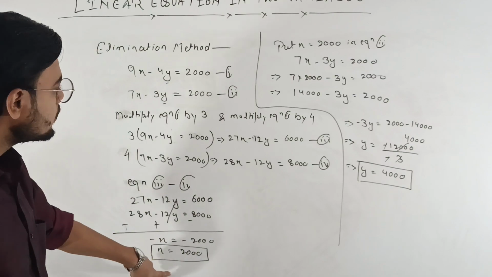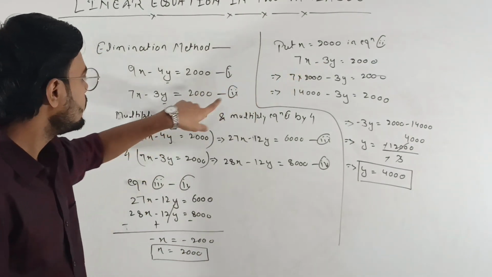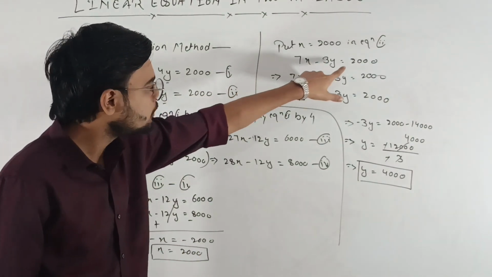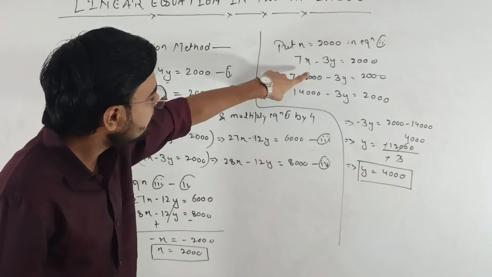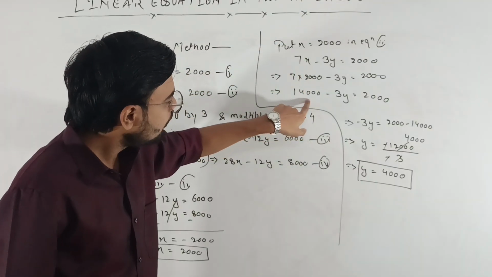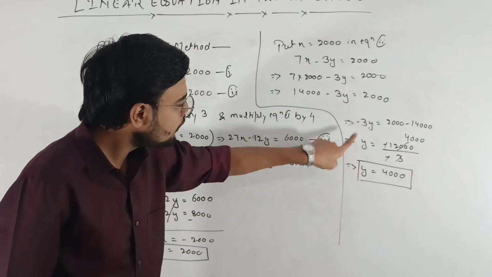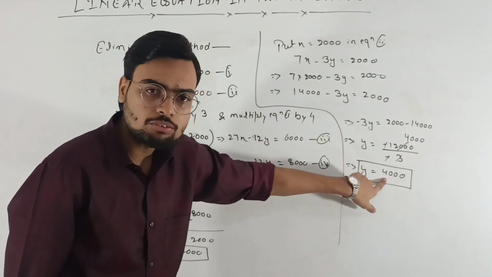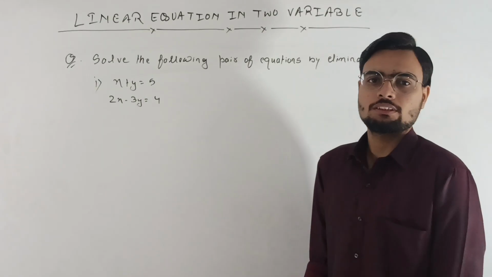Okay, so I put x equal to 2000 in equation number second. Equation second is 7x minus 3y is equal to 2000. So I put 2000 in place of x, then I get 14,000 minus 3y is equal to 2000. Then from here, after solving this, I get y is equal to 4000. Understood? Now let's practice some questions.